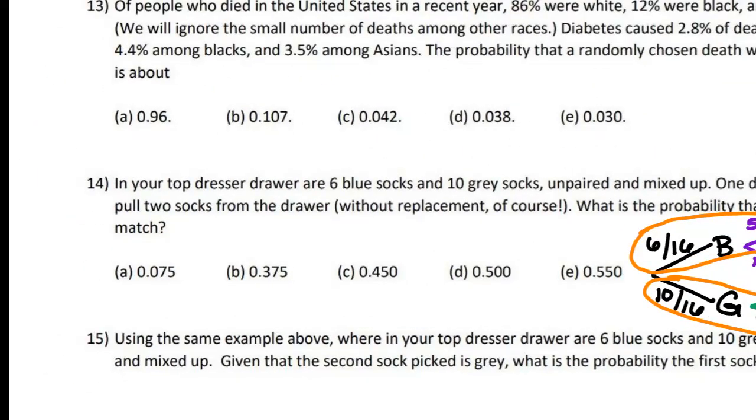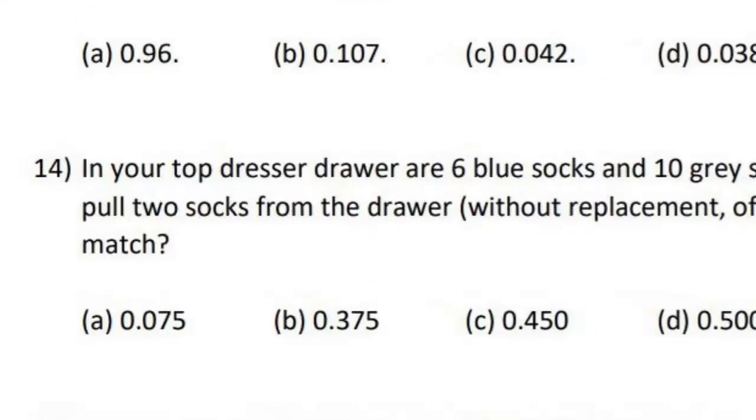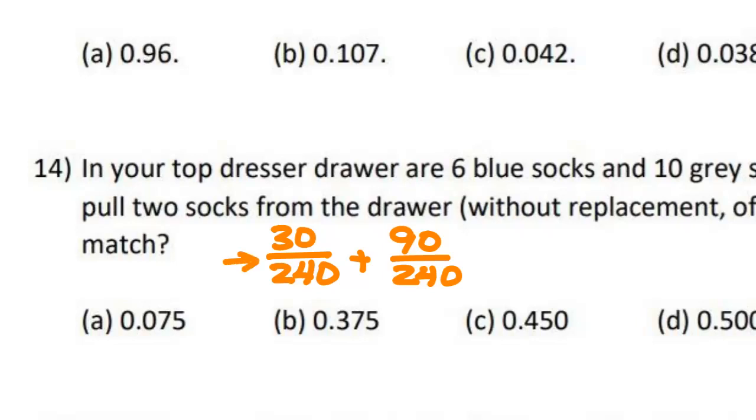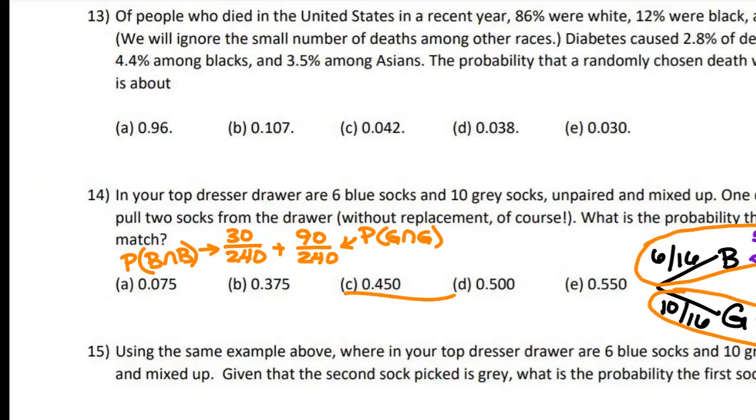So 6 out of 16 times 5 out of 15. I'm going to have to move my work over here. That would be 30 out of 240 plus 90 out of 240. That's blue and blue, and gray and gray. When I add those together, I get 120 out of 240, which would be a straight up 50%.